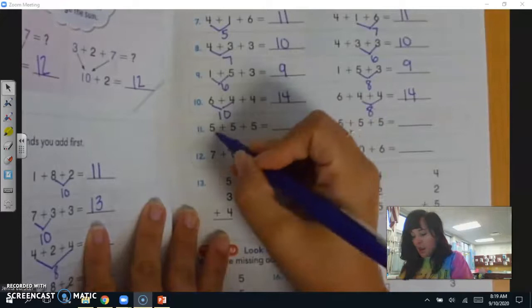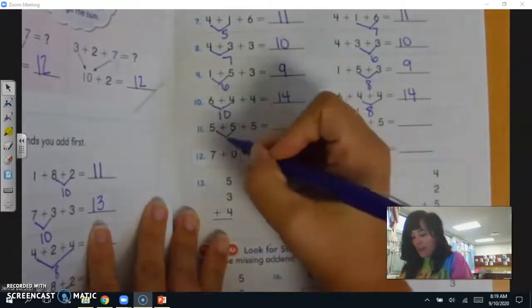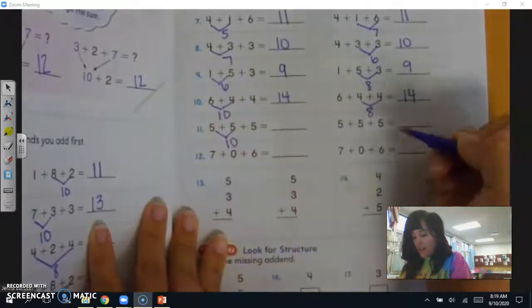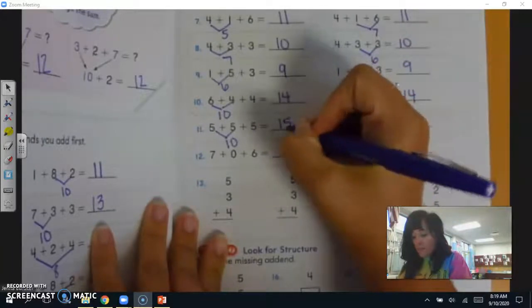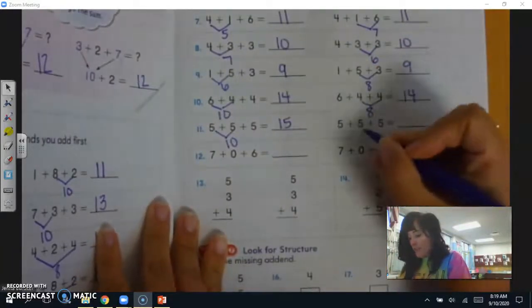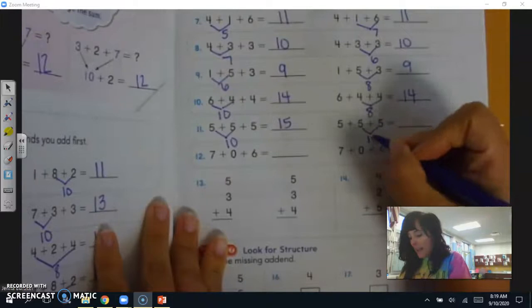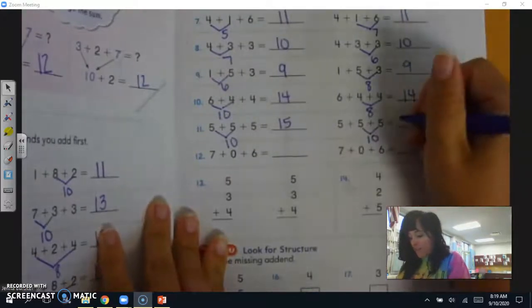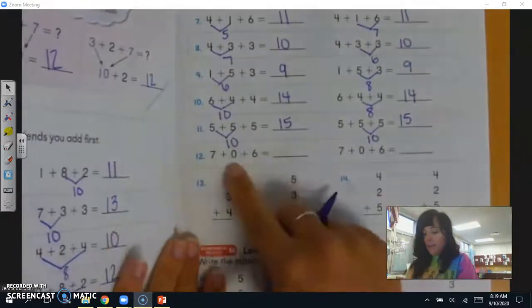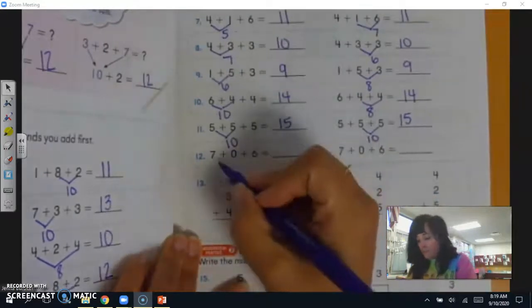Ooh, this one's easy. All the same. 5 plus 5 equals 10. 10 plus 5 equals 15. Well, over here it's the same thing. 5 plus 5, 10. 10 plus 5, 15. Okay, let's go to number 12.